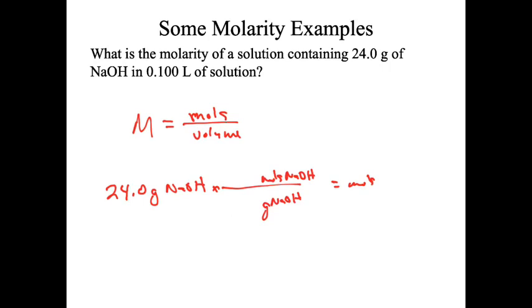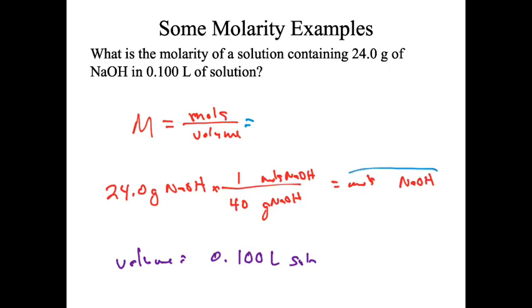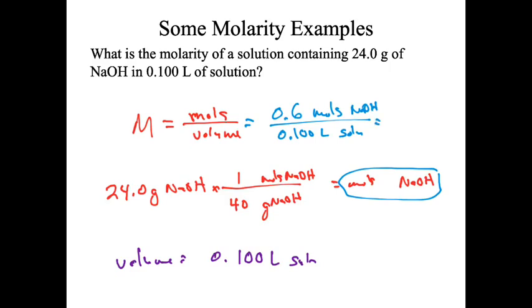And I'm writing 24. What was it, 40? Yeah. 40 grams is 1 mole. I now have the moles of sodium hydroxide. The volume needs to be in liters. Oh, I was given that. 0.100 liters of solution. Because I know this formula, I can now take whatever that number was. 0.6 moles of sodium hydroxide divided by 0.100 liters of solution, and I would get the answer of 6 moles per liter. Yeah?